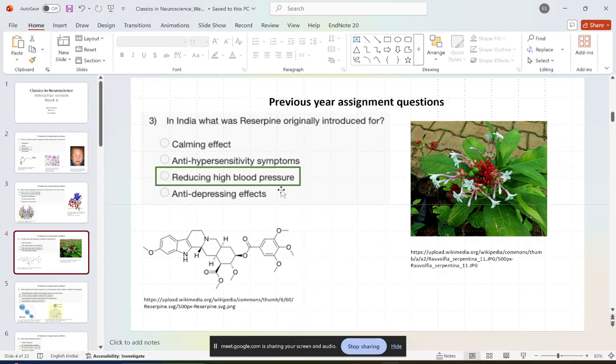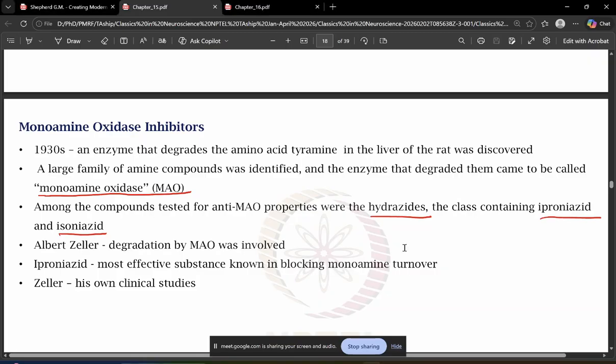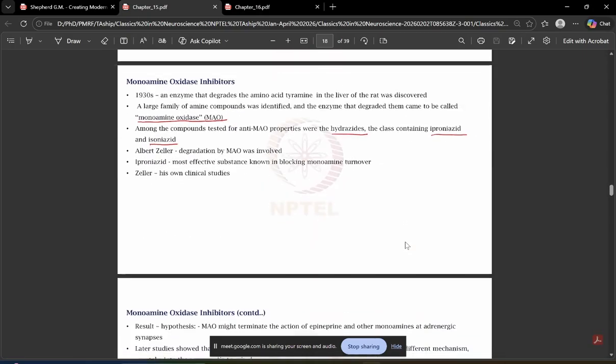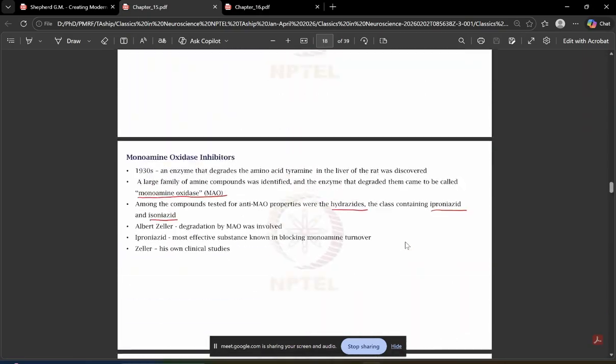among several other activities. And later it was shown that this Indian snake root has this active compound known as reserpine. This information came later. But this Indian snake root was initially used in Indian medicine for reducing high blood pressure. So you will see that in the text over here where reserpine has been described.